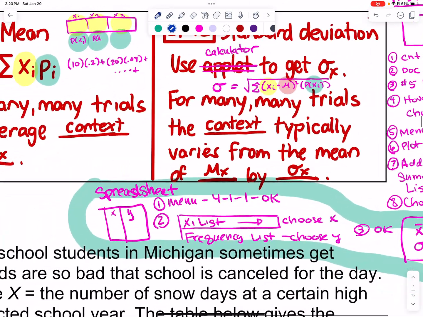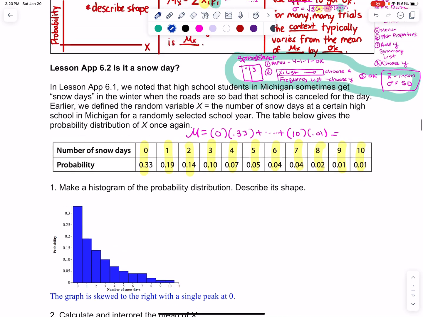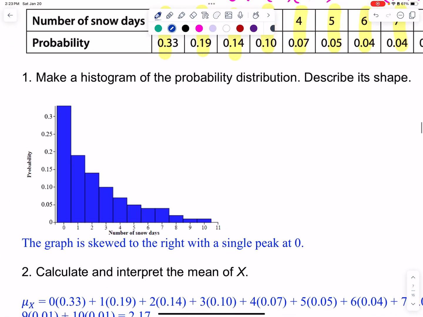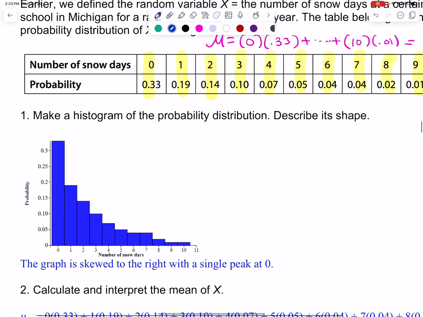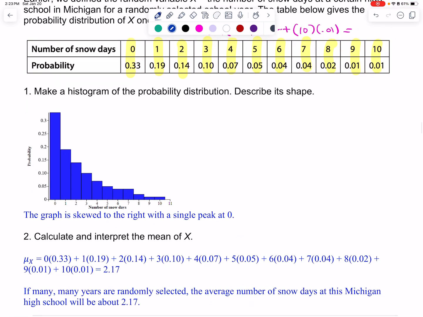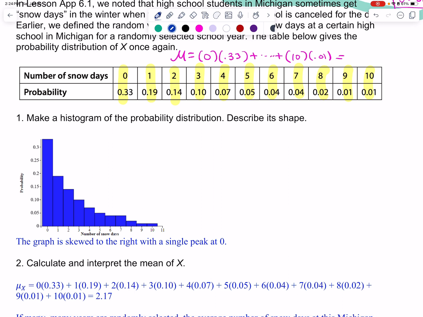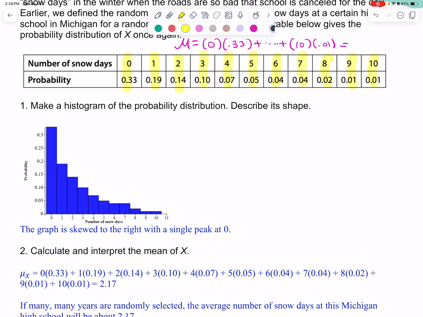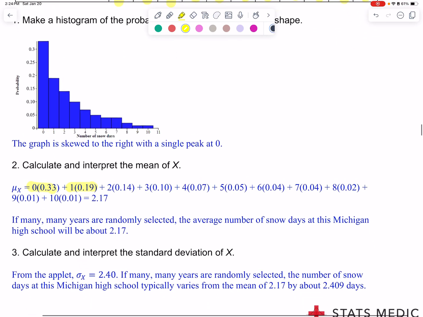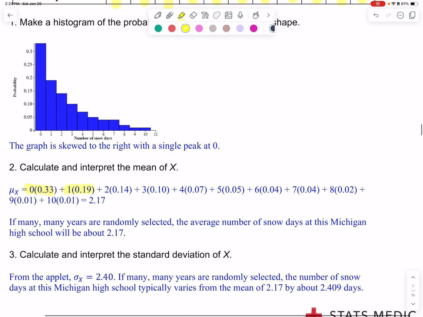Now for the check for understanding on the snow day, make a histogram just like I just did. I'm not going to demonstrate it again because I just showed you. You're going to do the same thing: put the data in and do what I just showed you. And then calculate and interpret the mean. How do you do the mean? See how I have all the yellows highlighted? It highlighted in yellow, 0 times 0.33, and 1 times 0.19, and so forth and so on, and add them all up, and you get 2.17. Then calculate and interpret the standard deviation and the mean. The mean is going to be 2.17, and the standard deviation is 2.4.